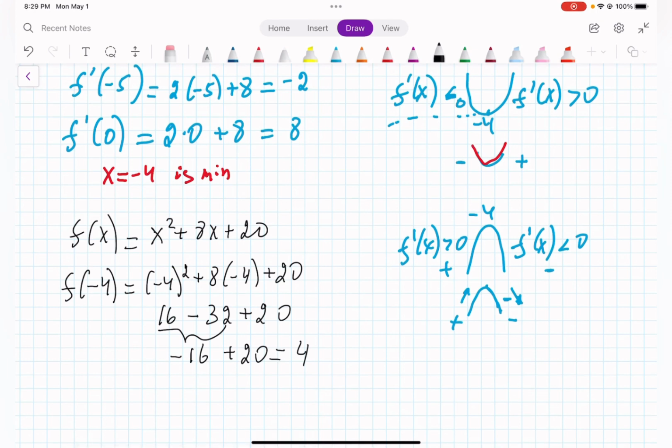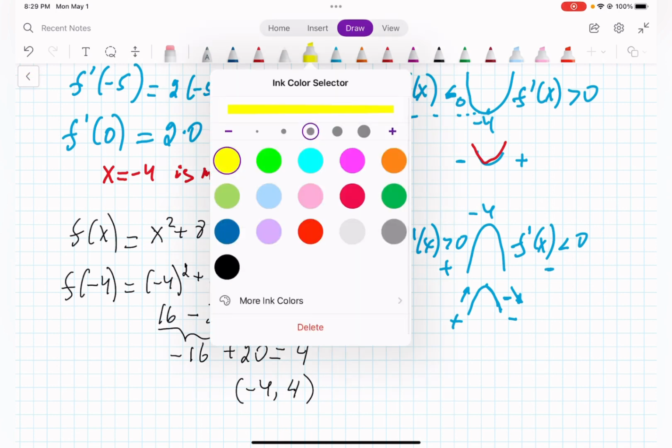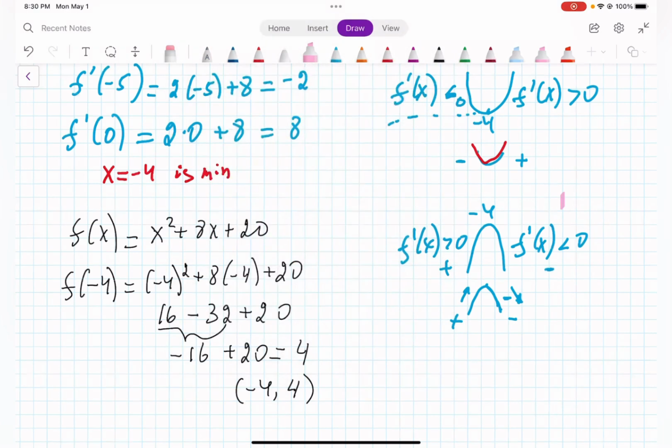So the relative minimum is at the point: first goes x, -4, and second goes y, which is positive 4. And that is going to be our answer.